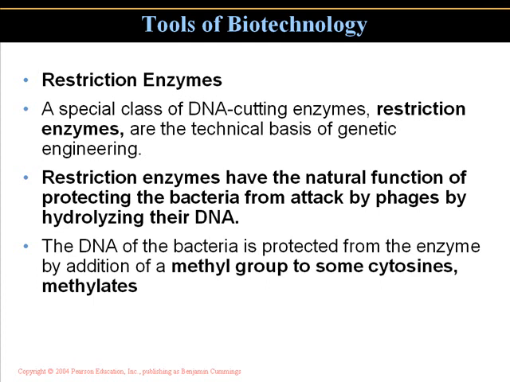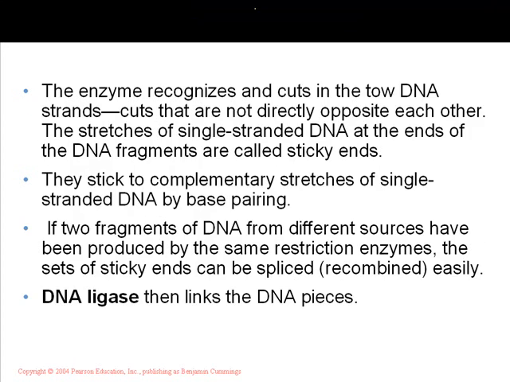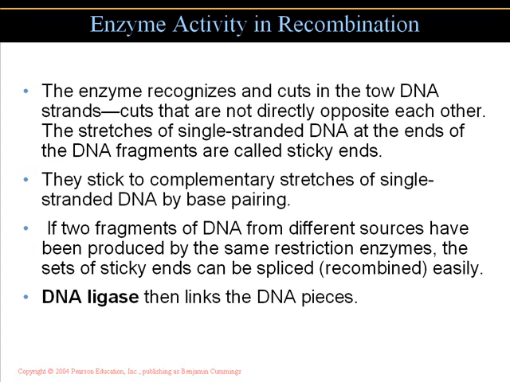The DNA of a bacterium is protected from the enzyme by the addition of a functional group. The functional group is a methyl group. We see this on some cytosine methylates. And basically, the addition of this will help protect the DNA. The enzyme then recognizes and cuts into the two DNA strands.